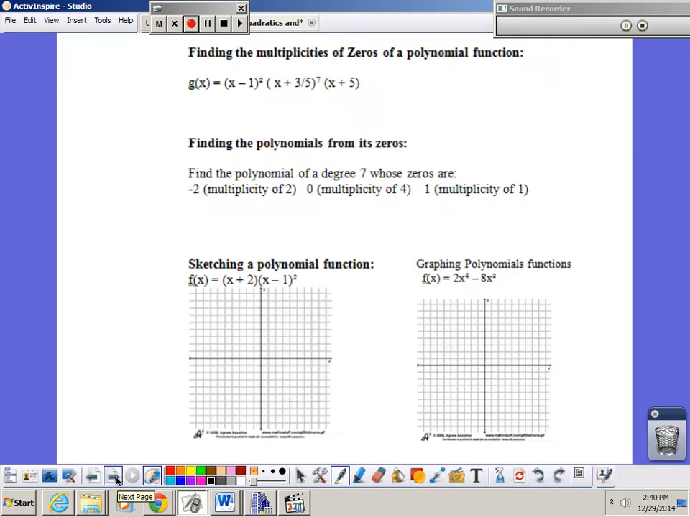Okay, multiplicities of zeros. It tells you how many zeros you have, and remember, zeros are x-intercepts, or your roots. And you find your multiplicity by looking at your exponents. So there are 2 x's here. If I FOILed this, I'd get x squared. This, if I FOILed it, there'd be 7 x's, and this would have 1. So I have 2, 7, and 1, 2, 9, 10. My multiplicity is 10.